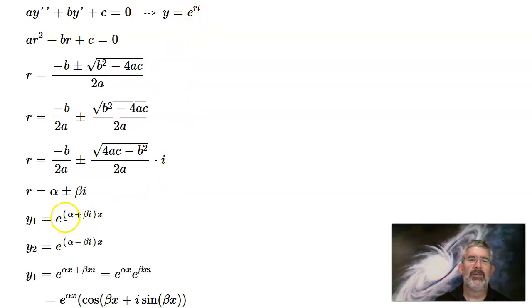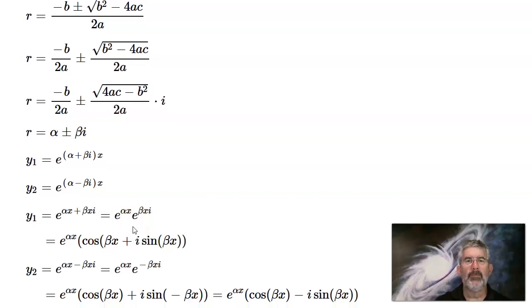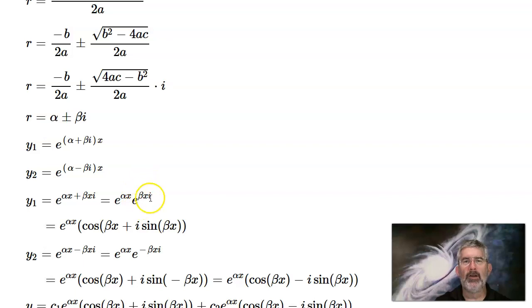So let's just do e to the r1 x. Right, two solutions. I'm using the plus sign for one of the solutions, and I'm using the minus sign for the other solution. So I've got my two, y1 and y2. I'm going to rewrite each of these. So I'm distributing the x in here, and then recognizing that e to a sum of the exponents is the product of those two things with the same base e. And I know how to handle this.